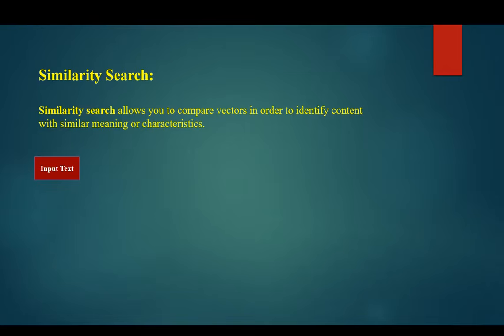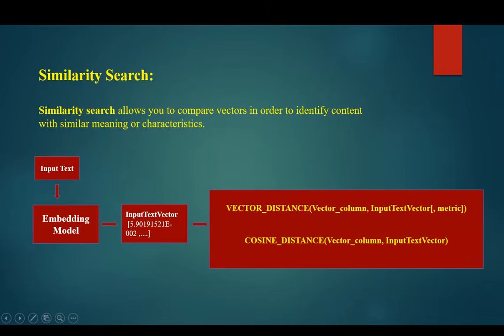We give our input text. This is what we want to compare with our vectors in the database, to our embedding model. So our embedding model, by the responsibility it has, generates the vectors for this input text. And then Oracle gives us two functions, cosine distance and vector distance. These two functions are used for similarity search.